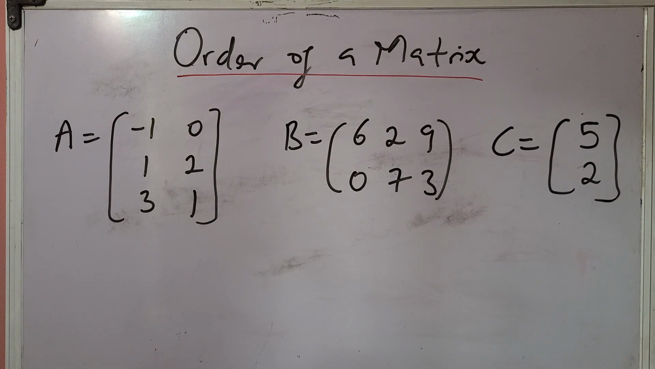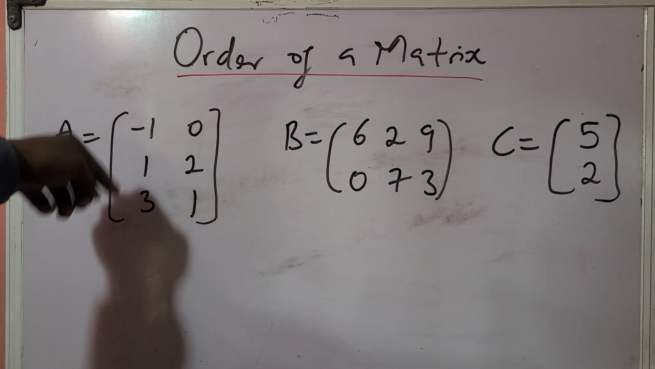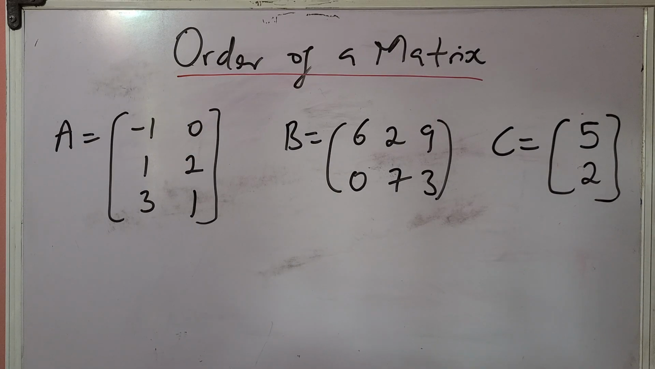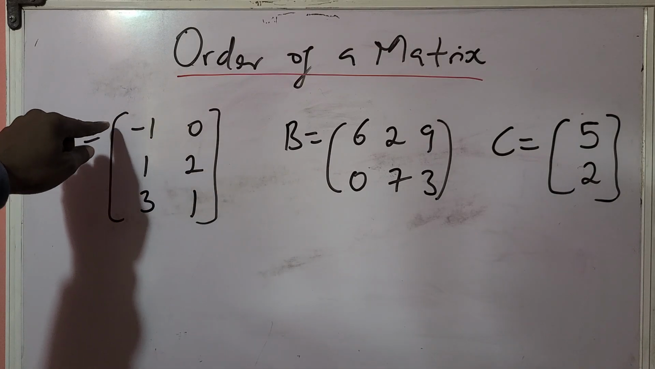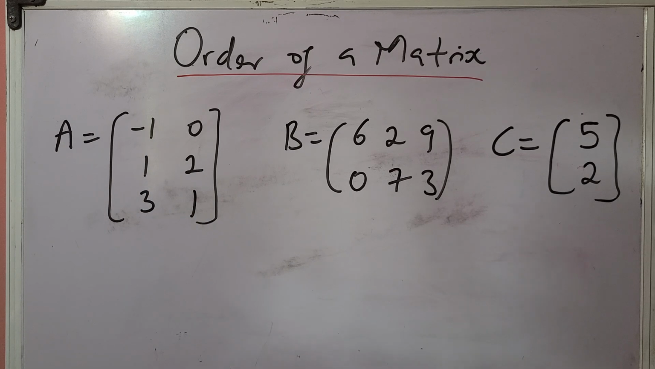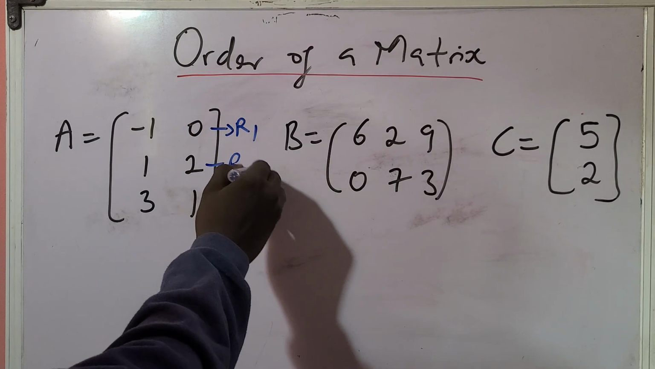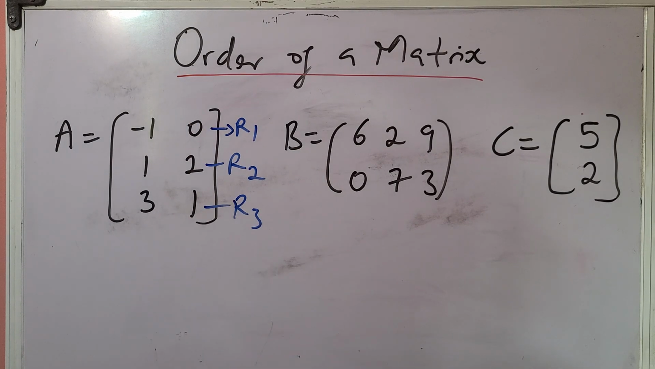We said the order of a matrix gives us the rows and columns of a matrix. And don't forget, previously I explained to you that the horizontal always represents the rows and the vertical represents the column. So obviously here we have this as the first row, this as the second row, and this as the third row. This means we can clearly say we have 3 rows in matrix A.